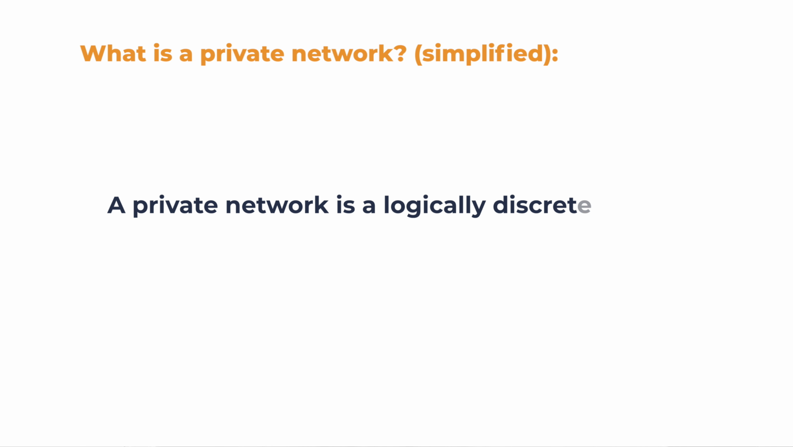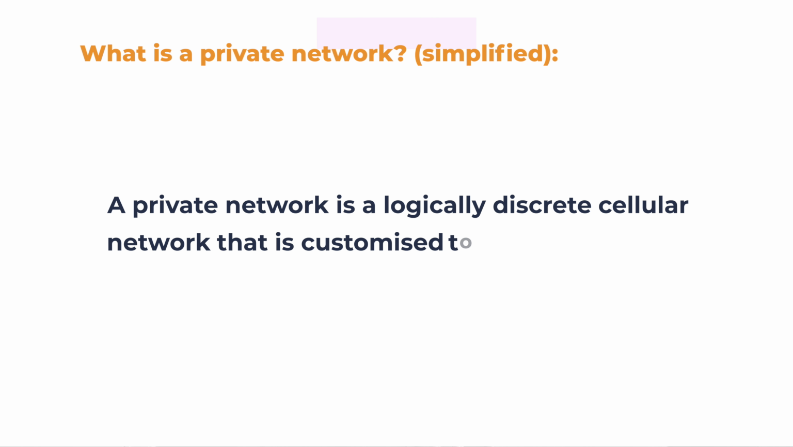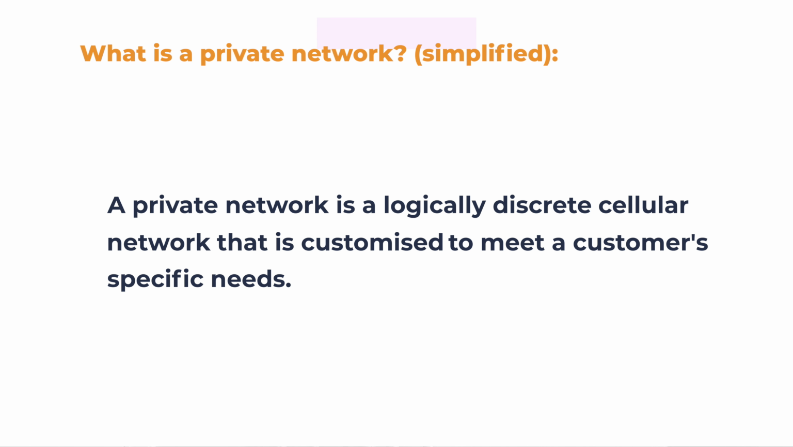So, at STL Partners, we have a working definition of a private network that we use. This helps us define the market that we're analysing, and we use it for things like market sizing and understanding market segments and things like that. So it's important for us to have this kind of clinical definition. At its simplest, that definition says that a private network is a logically discrete cellular network that is customized to meet a customer's specific needs.